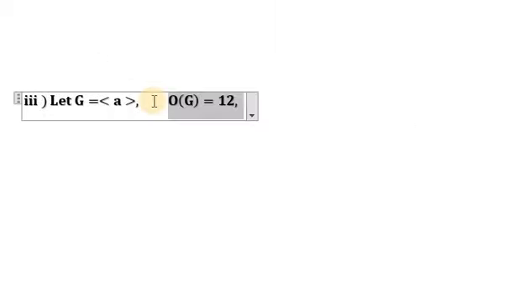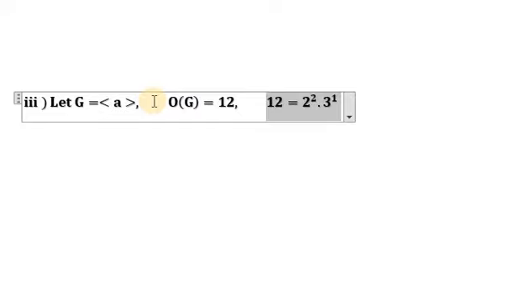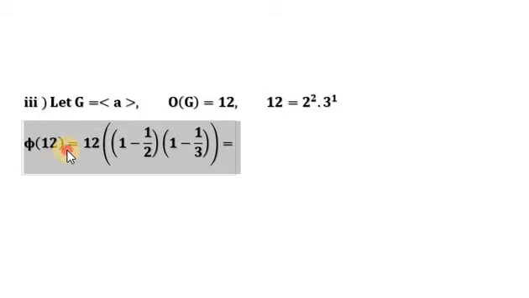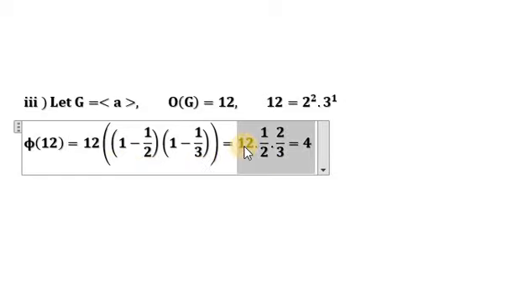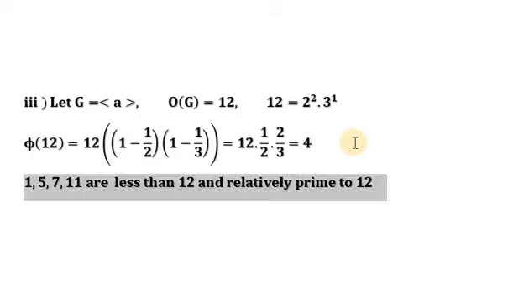Next problem. Let G be generated by a and the order of G is equal to 12. The prime factors of 12 are 2 and 3. 2 square into 3, that is 4 into 3, is 12. So 2 and 3 are the prime factors of 12. So by using the formula, phi of 12 is equal to 12 into 1 minus 1 by 2 into 1 minus 1 by 3. These prime factors we have taken as P1 and P2 and substituted in the formula. Now on simplification, we get 12 into 1/2 into 2 by 3, that is equal to 4. Even this group has 4 generators.